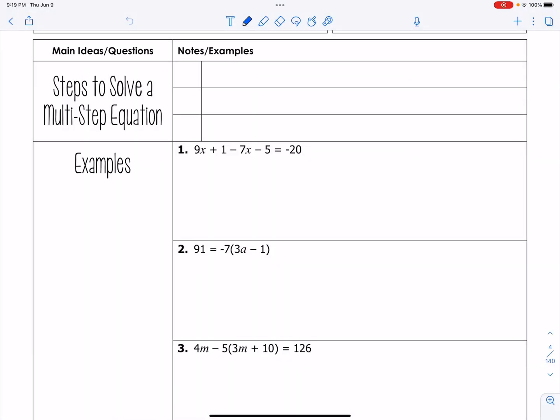All right, so we're going to start solving equations. So this is the steps to solve a multi-step. So step one is you're going to distribute. So if you have any parentheses, you're going to distribute before you do anything else. Then you're going to combine like terms. And then you're going to solve.